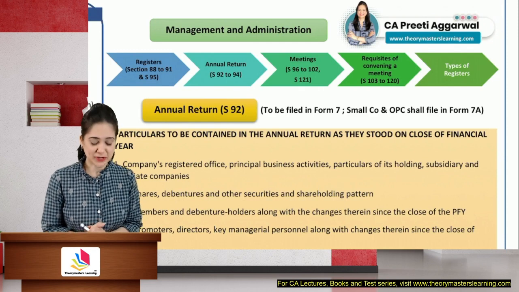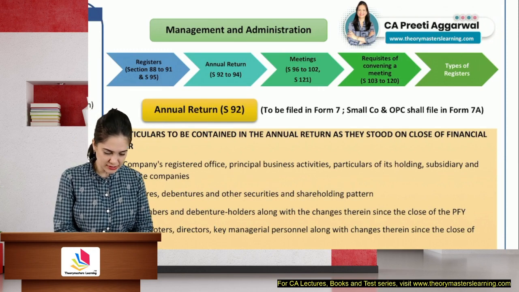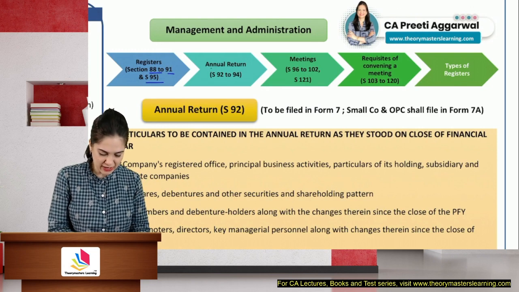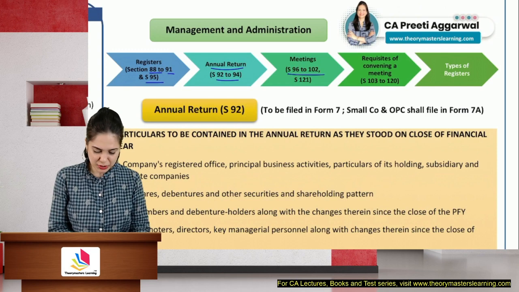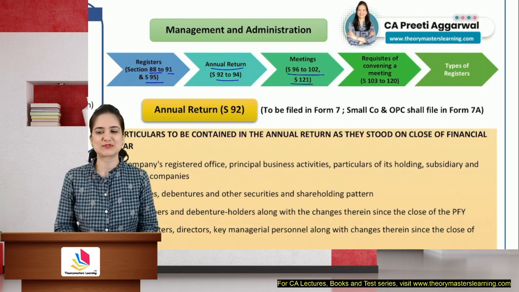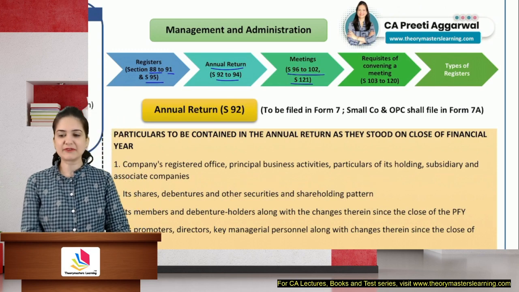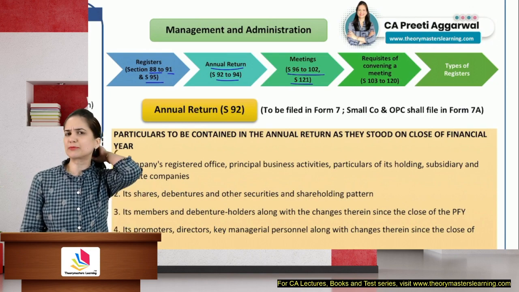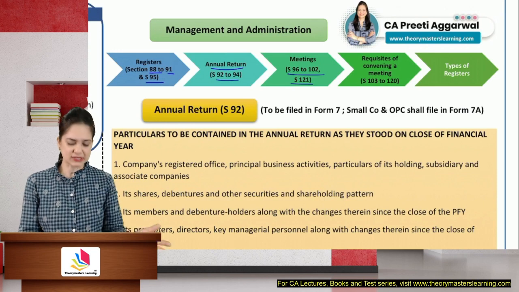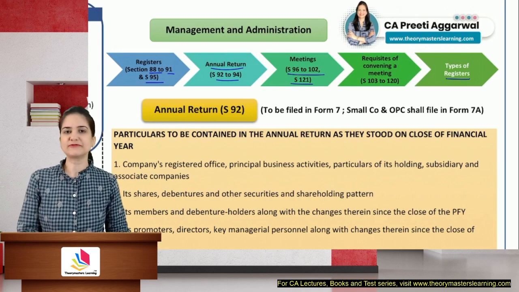In this unit, we are going to cover sections 88 to 91 and also section 95. We are going to cover annual return from section 92 to section 94, meetings discussed under section 96 to 102 and also section 121. Then we have requisites of calling a meeting, that is section 103 to 120, which will cover the provisions of quorum, proxy, and you will also study types of registers.